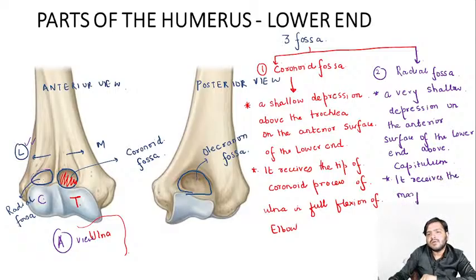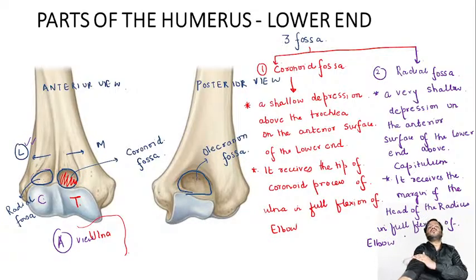It receives the margin of the head of the radius in full flexion of the elbow. जब भी एल्बो को फुल फ्लेक्स करेंगे तो हेड ऑफ द रेडियस विल अकोमोडेट इन दिस रेडियल फोसा विच इज सिचुएटेड जस्ट अबव द कैपिटुलम and more on the lateral side. So that is the function of the radial fossa, guys.